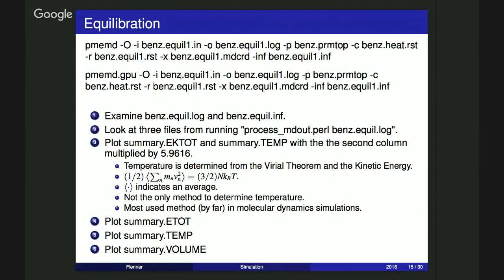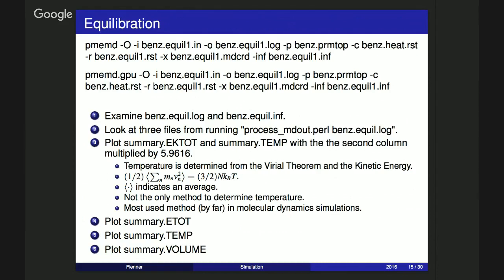And this is the log file for the run that you want to look at. You go to equilibrium, you run a log file, and then it writes out a whole bunch of summary files. So this is kinetic energy total and temperature. These two are very similar because it's calculating the temperature from the total kinetic energy. This is how it does it.